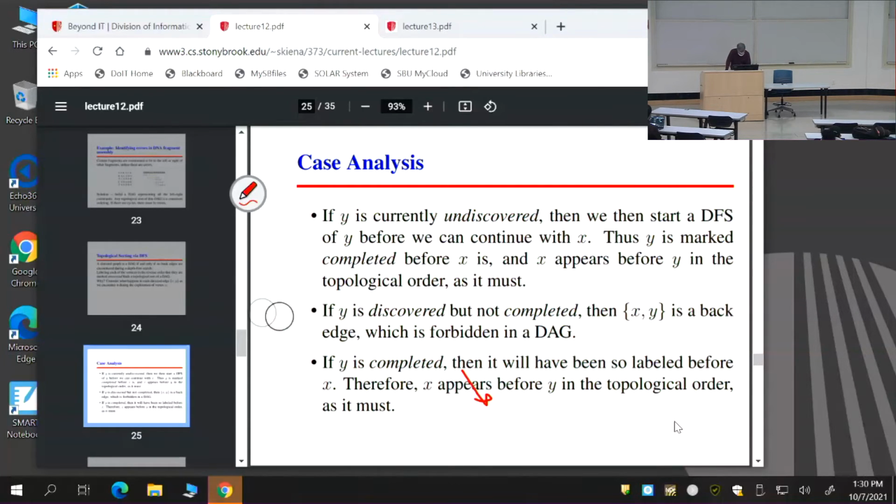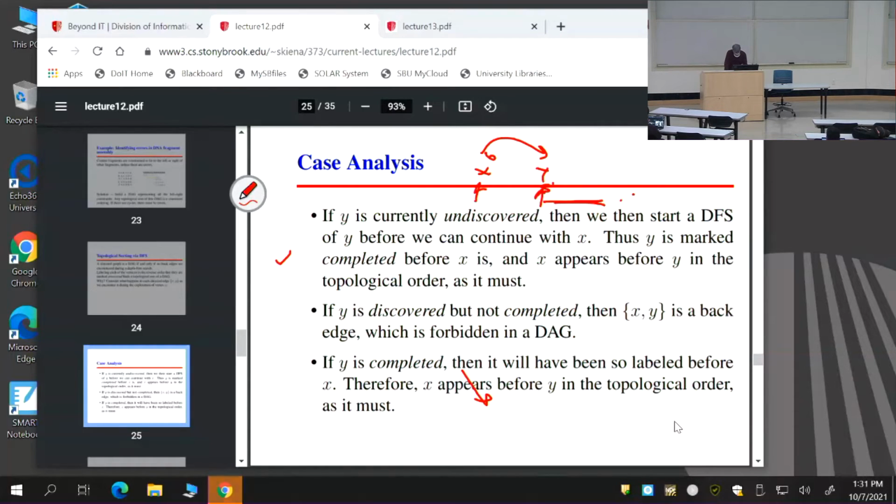The first case is pretty much what I talked about before. Suppose there was an edge xy. We need x to be before y in the final order. If y was undiscovered when we processed x, then edge xy is going to be a tree edge. We're going to start a depth first search from here. The finishing time of this is going to be after the finishing time of that, and y is going to appear to the right of x, just like it has to because of the edge. So that is good.